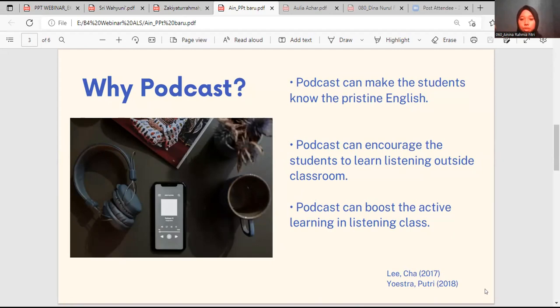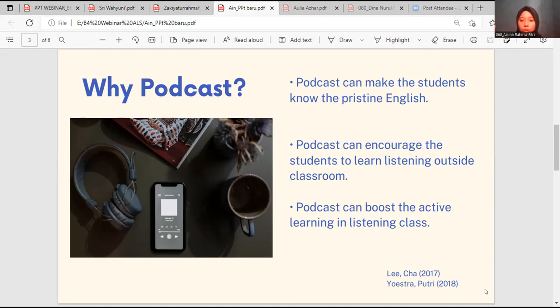The second reason is that podcasts can encourage students to learn listening outside the classroom. Lack of time makes students unable to learn listening entirely. Therefore, the teacher can use podcasts as media for the listening class because a podcast is very simple to use. Not only that, students can control their own material so that they can choose what material they will listen to.